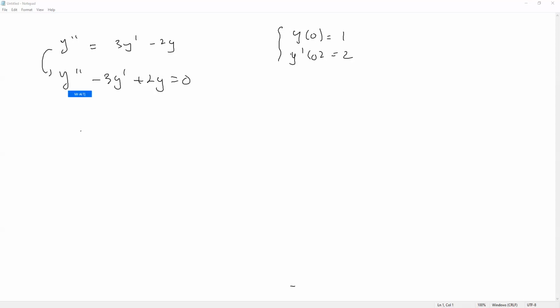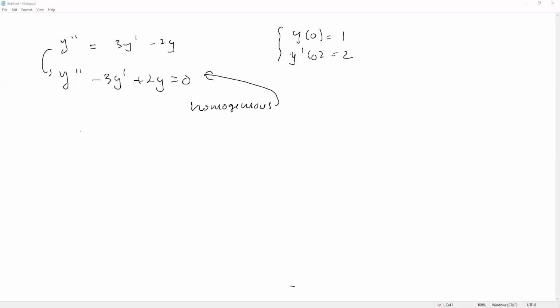Okay, this is what we call a homogeneous equation. Homogeneous means it only has a mix between the y and its derivatives. So there is no purely independent variable. No terms contain only x. For a homogeneous equation, the right-hand side in the standard form is 0.